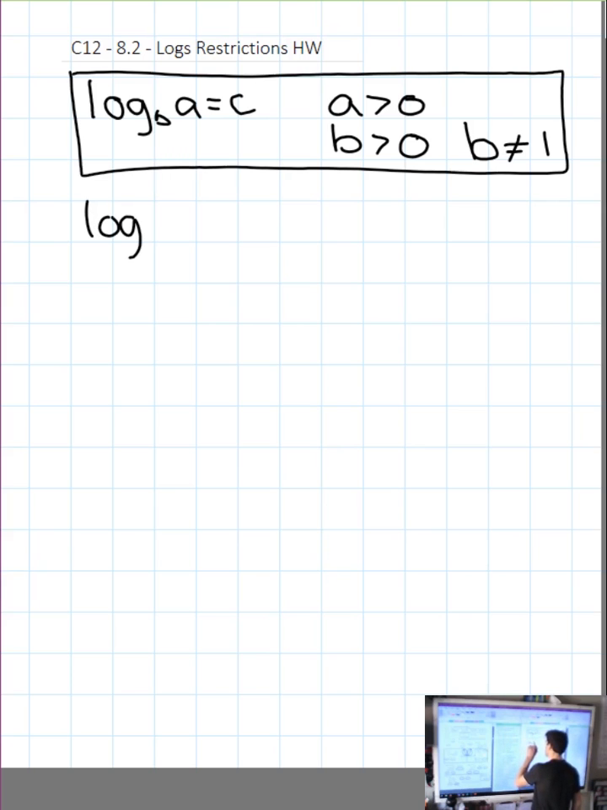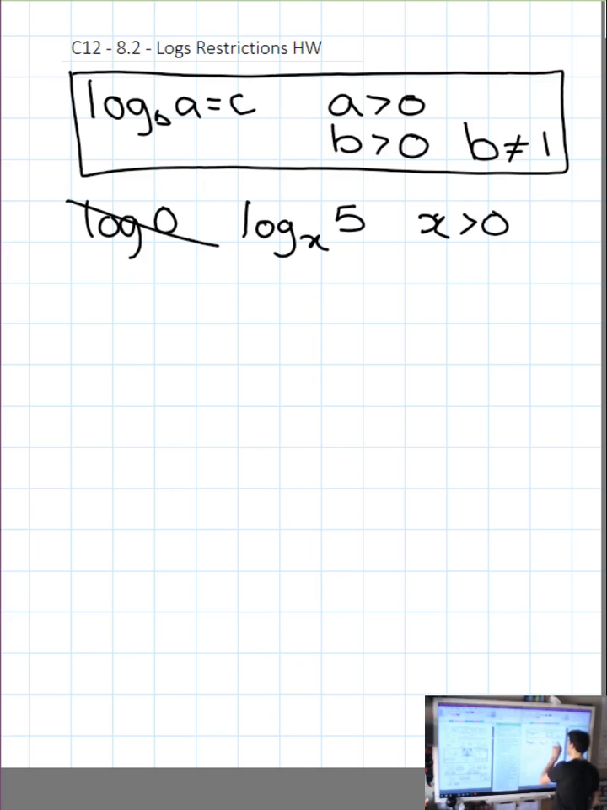Log of 0. We cannot do log of 0 because 0 is not greater than 0. Let's take a look at log base x of a number. So I know that this base x needs to be greater than 0. Also, x can't equal 1. And those will be the restrictions.